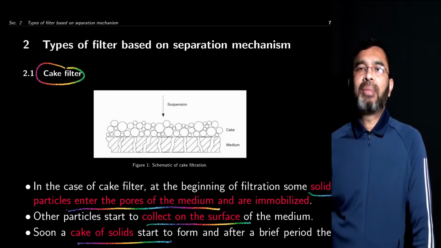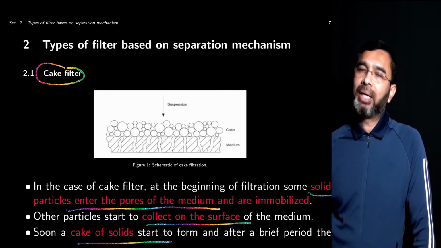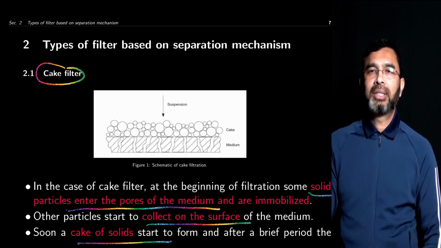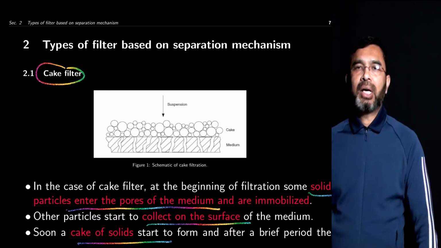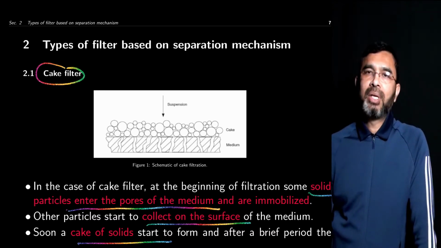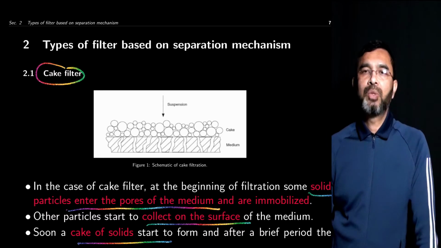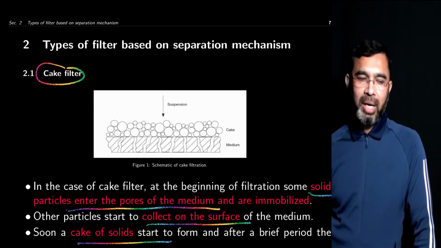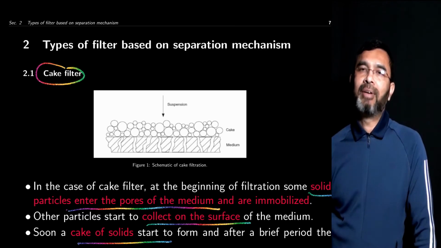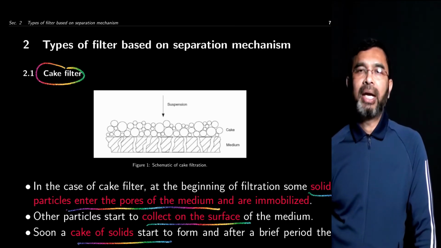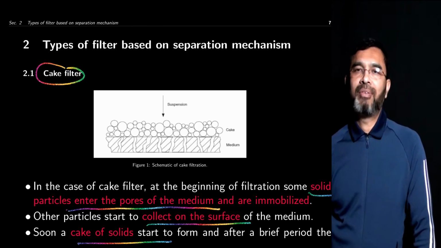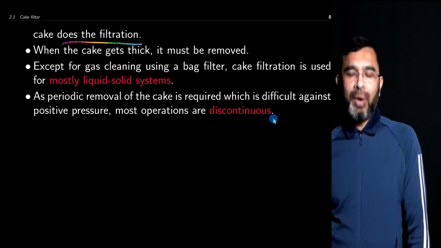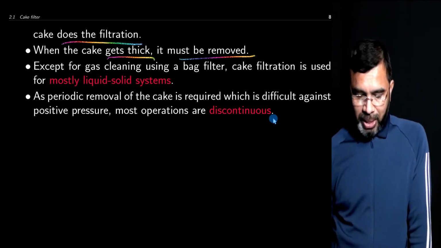You can think of the same thing in the sink strainer case, where you see that initially on the surface of the strainer there's some material deposited, and it starts depositing more material, and you see a layer of material formed on the sink strainer, and after some time that material itself works as the filter medium. And that's the basic idea in cake filtration. The cake becomes the filter medium after some time, and in fact the cake does the filtration. So when the cake gets thick, it must be removed.